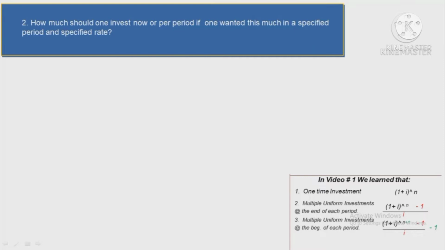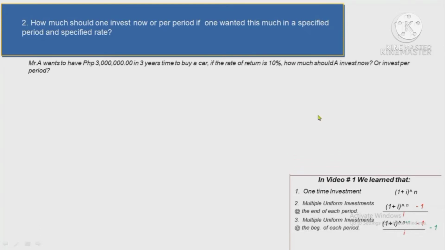So that's it for the highlights from the past video. Let's go now to the illustrative problem. Mr. A wants to have 3 million in 3 years because he wanted to buy a car. The interest rate is 10% per annum. How much will he invest?